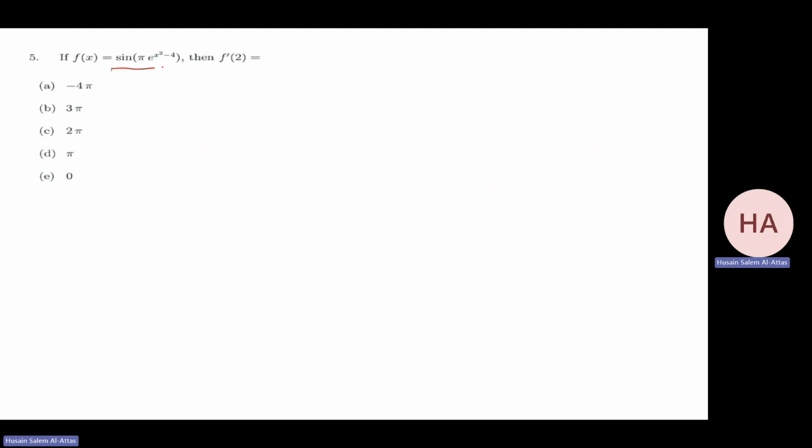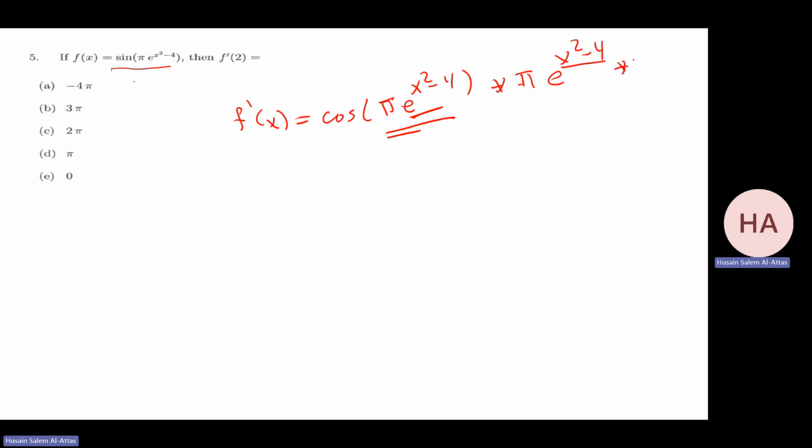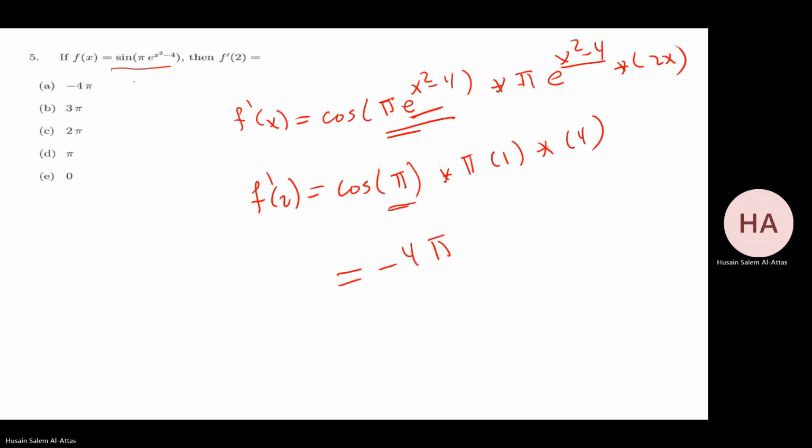You want the first derivative of this. Now, what will be f prime? Sine of something, that will be cosine of something, times derivative of this. This is pi, just a number. Who cares? Pi. Derivative of this, e to the power x squared minus 4. Derivative of this, which is 2x. Now what do they want? F prime at 2. That will be cosine pi e to the power 0, which is 1, times e to the power 0, which is 1, times 4. Cosine pi is what? Minus 1. So that will be minus 4 pi, which is this one.